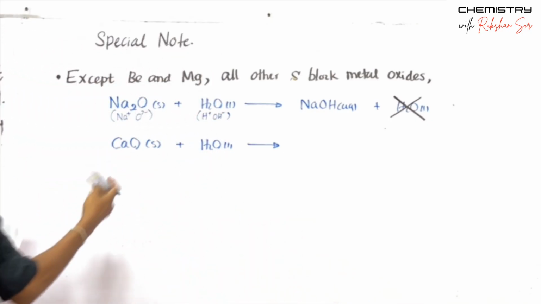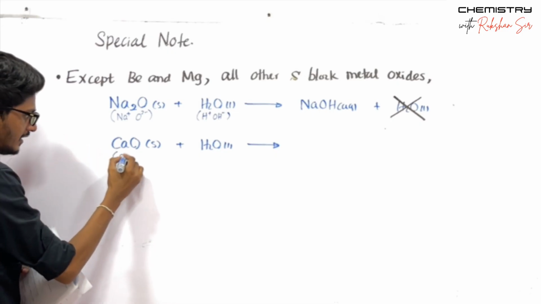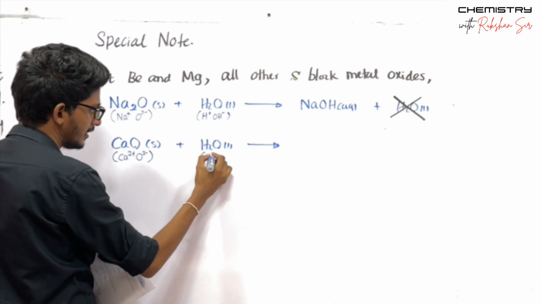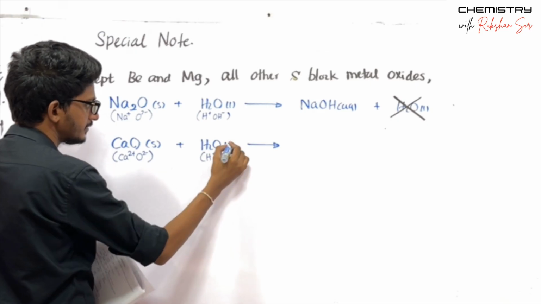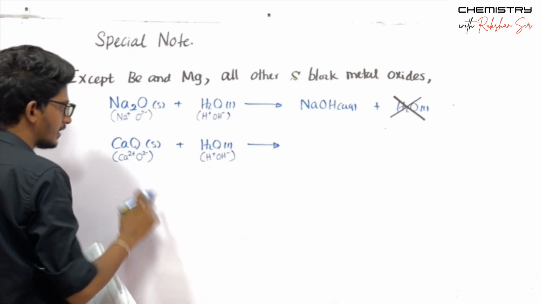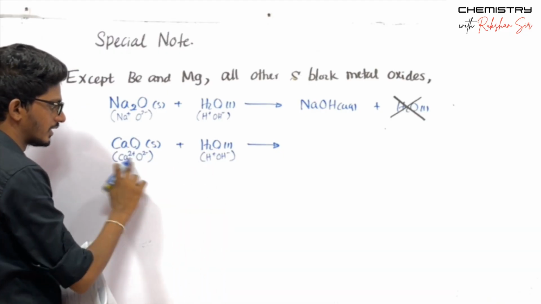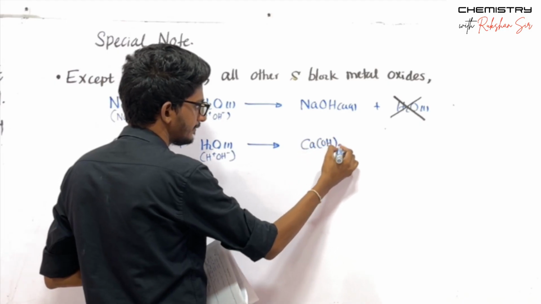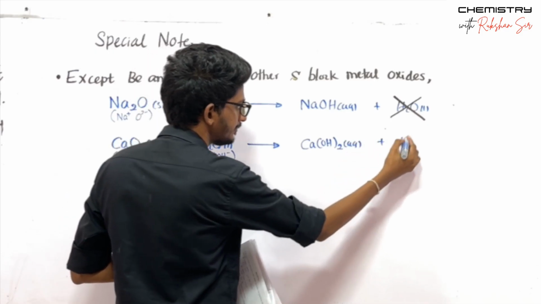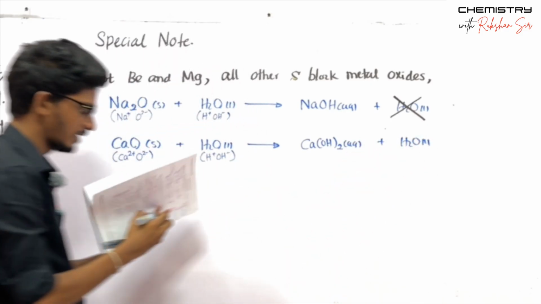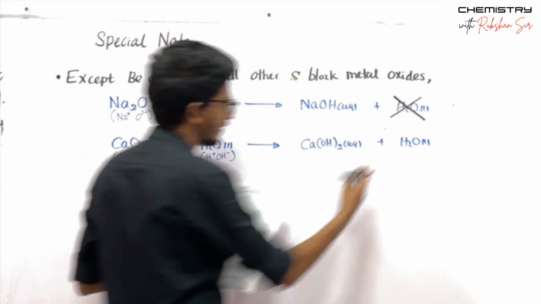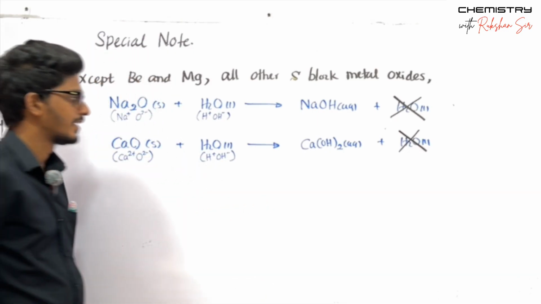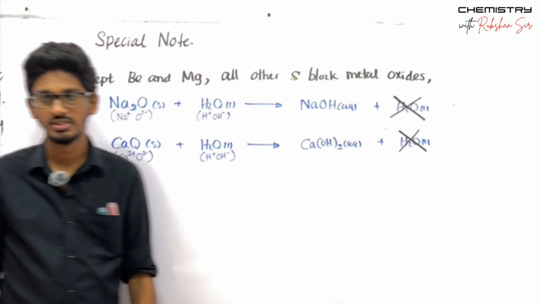So just think of calcium oxide reacting with water. Calcium oxide means Ca2 plus ion and O2 minus ion. H2O can be referred to as H plus ion and OH minus ion. If you connect these, you get calcium hydroxide and H2O, but H2O won't be written, right? As we are not supposed to write the same compound on both sides of an equation.